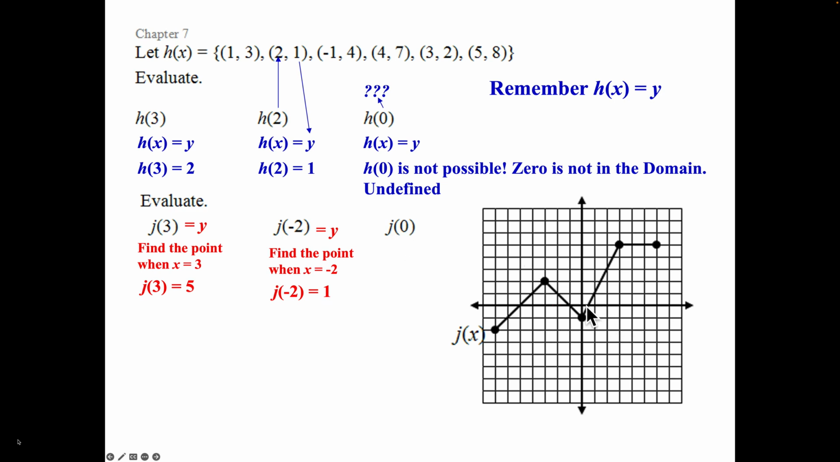J of 0, here's the origin. We're going to go straight down with our 0. That puts me at the point 0 comma negative 1. Return the y coordinate of negative 1, and there's our answer.